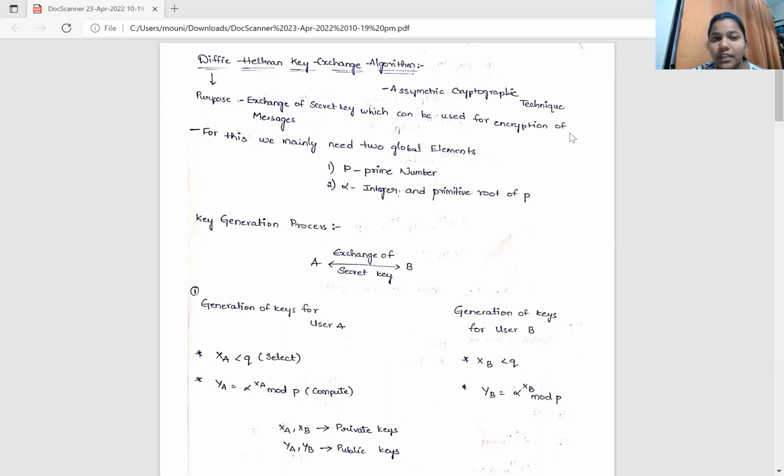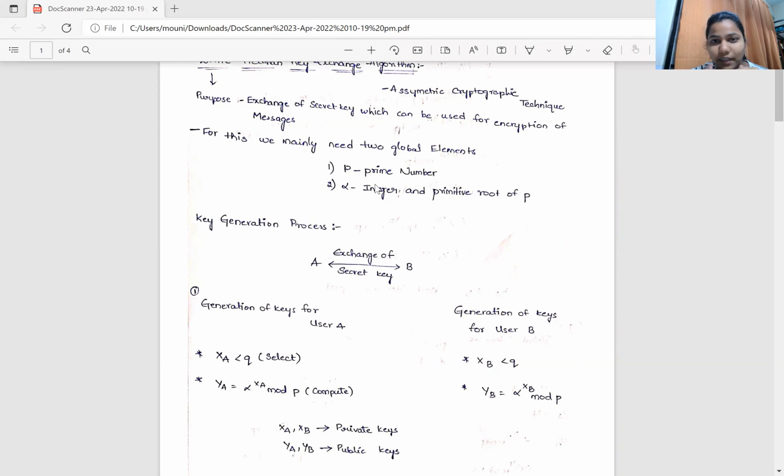Here, the main purpose of the Diffie-Hellman key exchange algorithm is to exchange the secret key between two persons, like user A and user B. They are going to exchange the secret key between them for the encryption of the messages in a secure way. That's the purpose of the Diffie-Hellman key exchange algorithm.